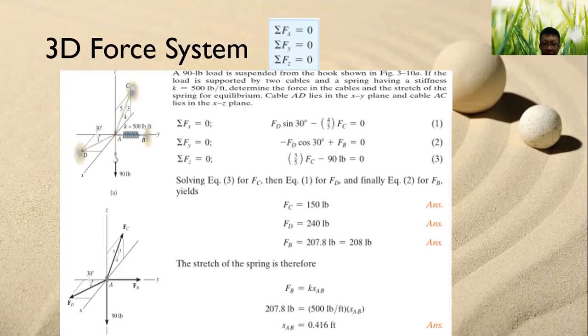And first of all, afterwards we need to find out the extensions using SAB, and we know that according to Hooke's law, the extension of the spring formula goes to F equals to Ks, right? So Fb equals to KSSB, so we can substitute the 0.208 pound at the left side, and then the 500 pound per feet is provided in the question description, and then we can get SAB, the extension of the spring, equals to 0.416 feet.